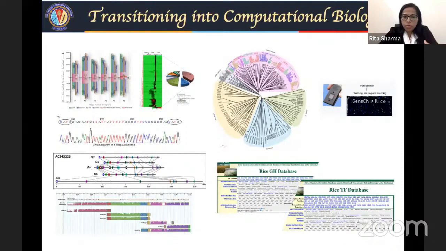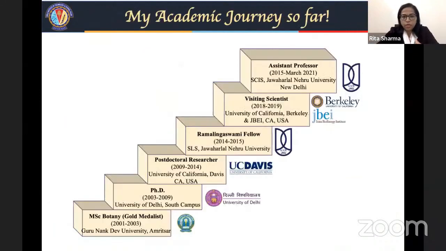And during my postdoc also, I was involved in switchgrass and foxglove genome sequencing projects. And then we thought of making databases to make it available to the public community and make resources for others also to use. So this is how I transitioned from a botanist to a molecular biologist to a computational biologist.